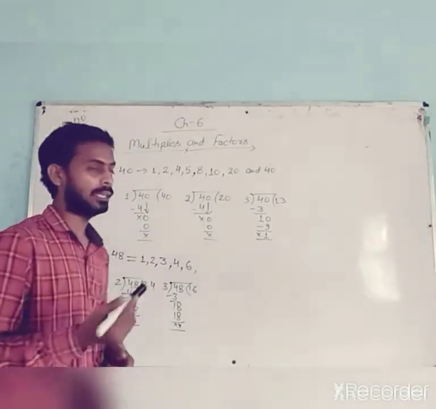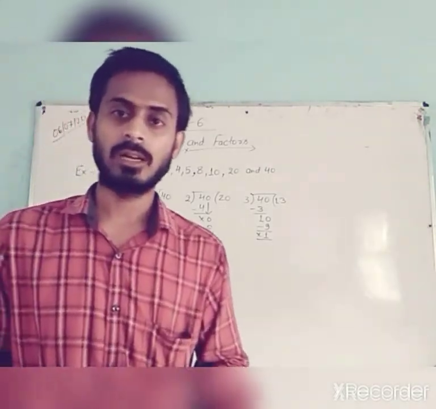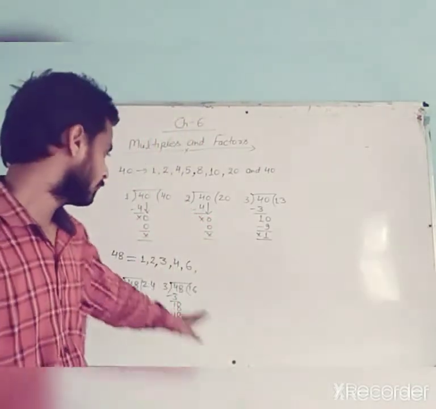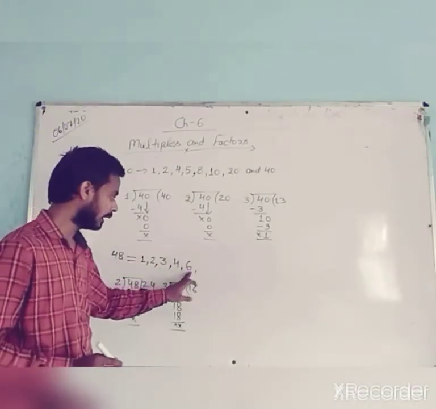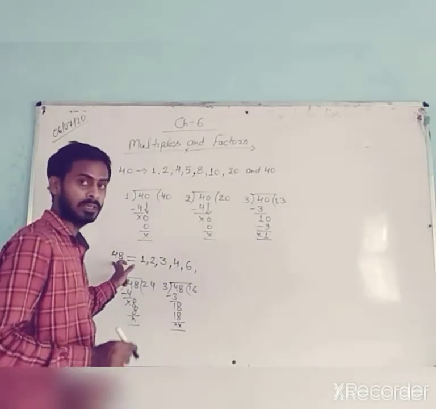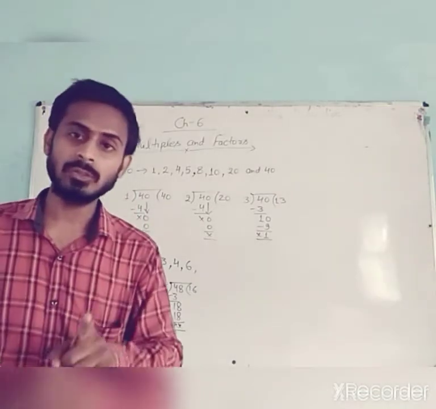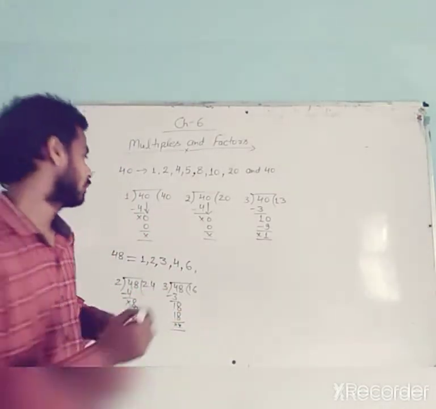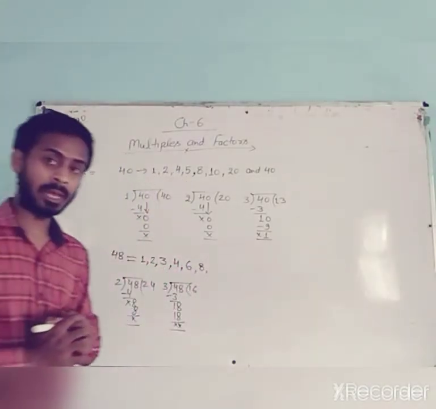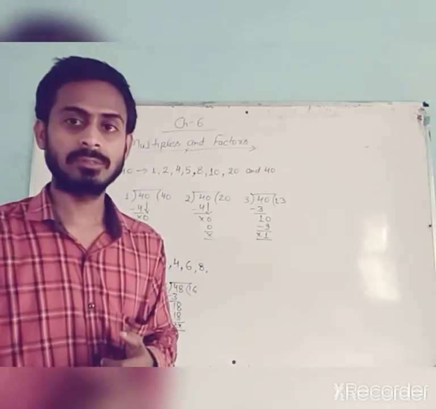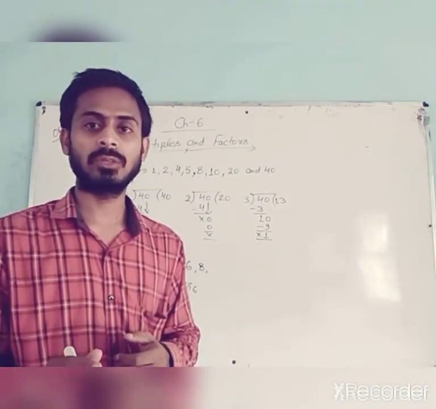Now check by 8. 8 6s are 48. See, when we divide 48 by 6, then we have 6 8s are 48. That means 8 is also a factor of 48 and 6 is also. So now the next number is 9. 9 5s are 45. So 9 is not a factor of 48.